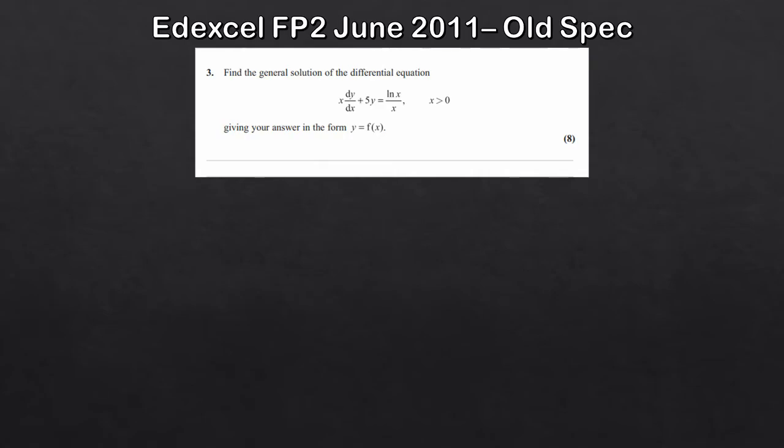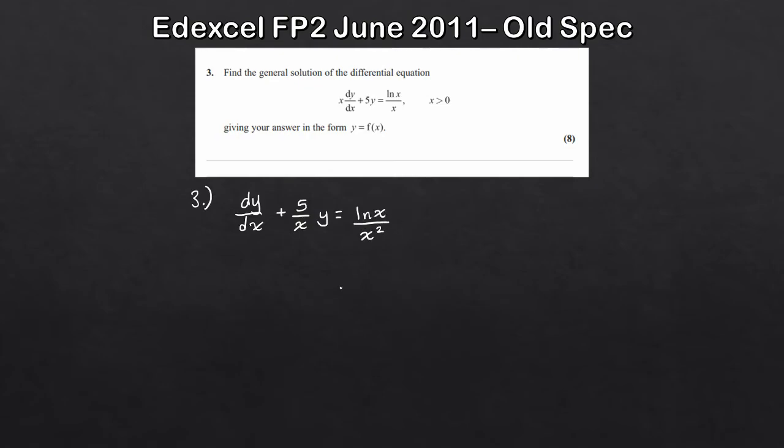Okay, so we've got to make sure the coefficient of dy by dx is 1. So question 3. Well, to get that, it's the exact same as the last one. I've got to divide through by x. So that'll be dy by dx plus 5 over x times y, and that's equal to ln x over x divided by x, so that'll be ln x over x squared.